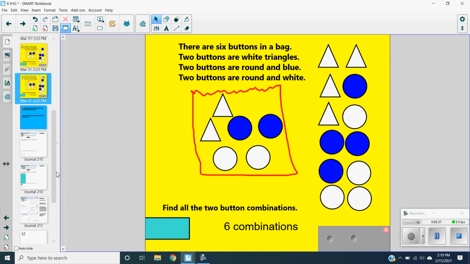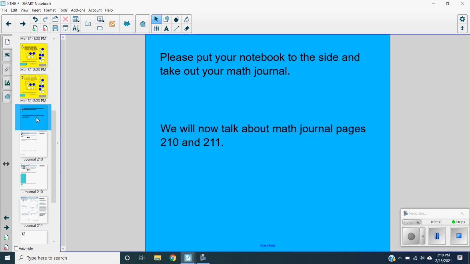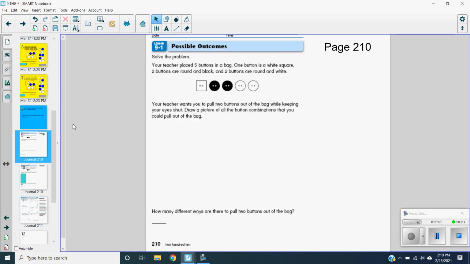Now for the next part of the lesson, we will put our notebook or our whiteboard to the side and we'll look at Math Journal page 210. You're going to notice that Math Journal page 210 is very similar to what we just got done working on. So this time, your teacher placed 5 buttons in a bag. 1 button is a white square, 2 buttons are round and black, and 2 buttons are round and white.